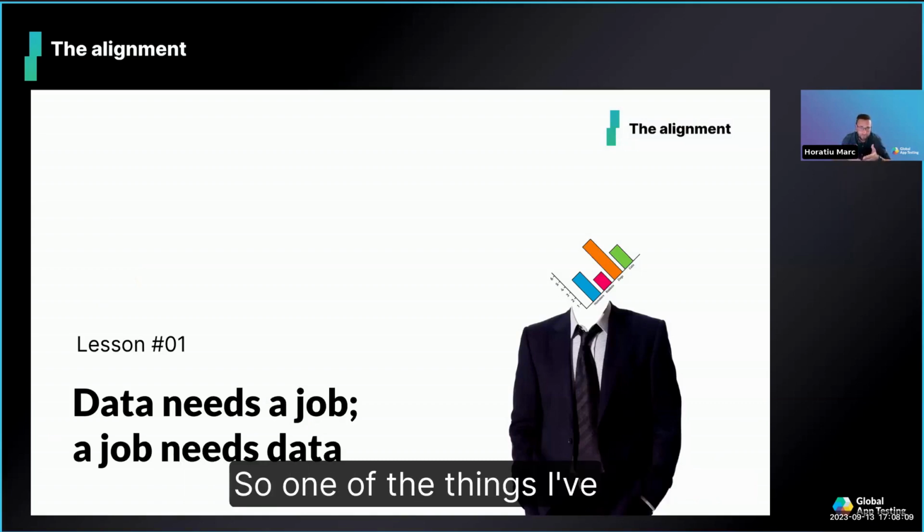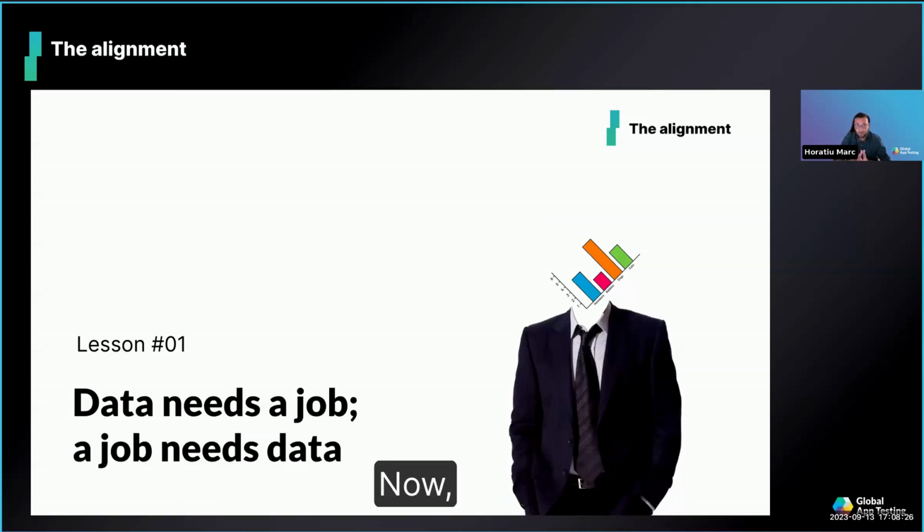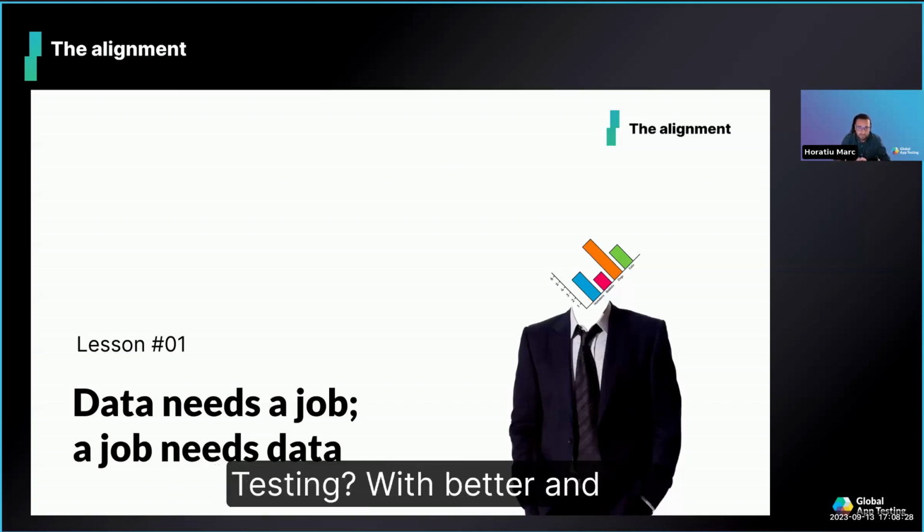One of the things I've learned here at Get is that sometimes everything starts from the wrong place. Instead of starting with what information you can share with internal teams, you should probably start with what information would help internal teams make decisions. Now, how do we solve this at Global App Testing? With better and deeper listening.